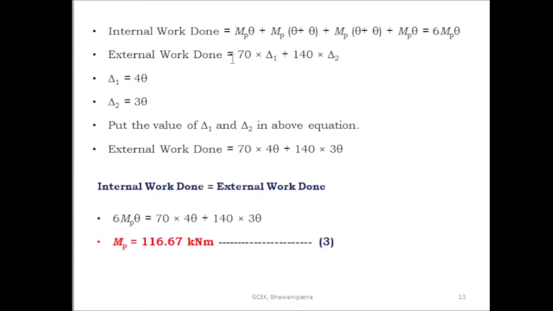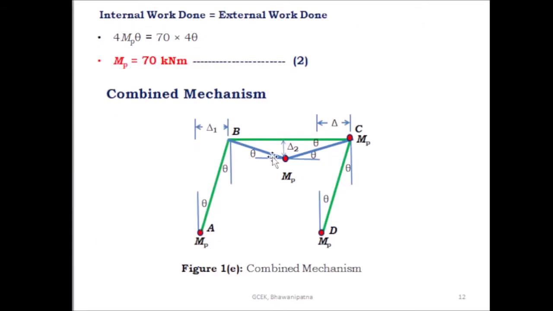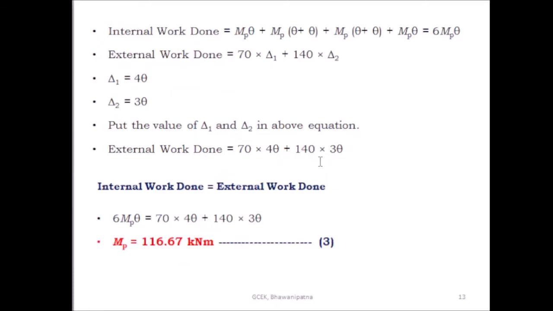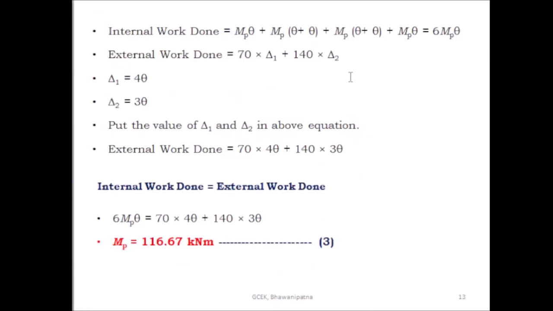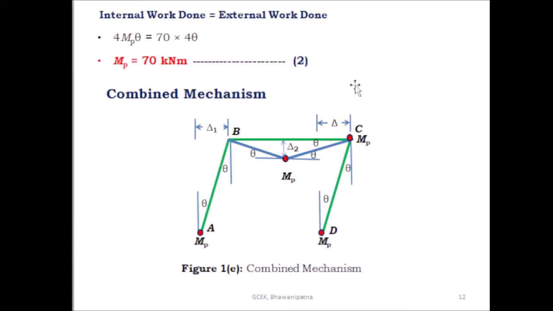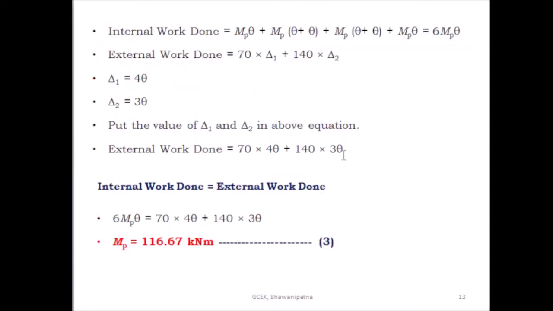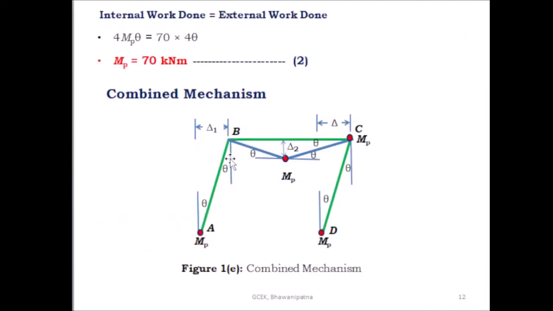Internal work done is equal to Mp into theta at A, then under the load Mp into 2 theta, then at C Mp into 2 theta, then at D Mp into theta. So the total internal work done is equal to 6 Mp into theta. Then find out the external work done. The external work done that you can find out is due to these virtual displacements. So here the collapse load is 70 kilonewton.